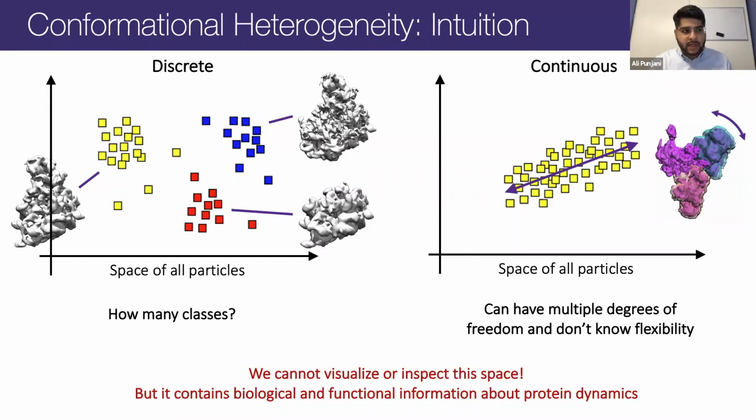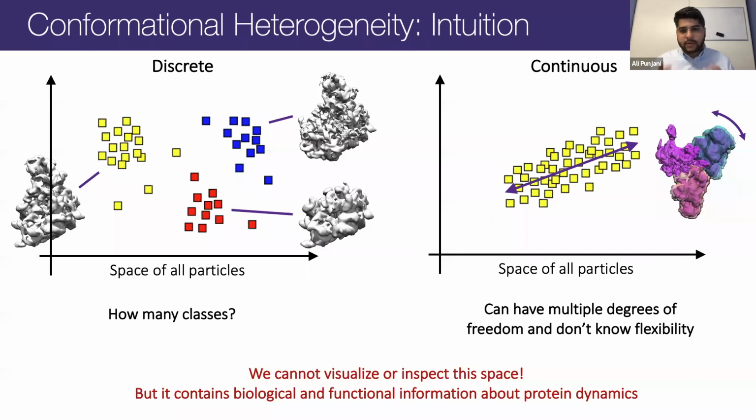Similarly, on the continuous side, we can't know if we have multiple degrees of freedom. Are there different ways in which the object can change? Is there only one degree of freedom in the protein? We also don't know what the types of flexibility actually are. Is it bending? Is it twisting? Where are the hinges? Where are the joints? Is it even rigid motion or is it fully flexible bending? We don't know any of those things ahead of time.